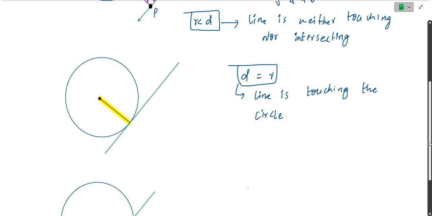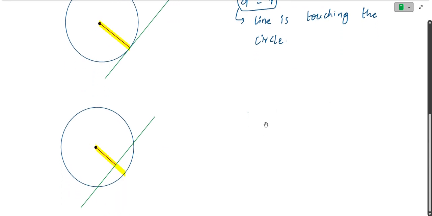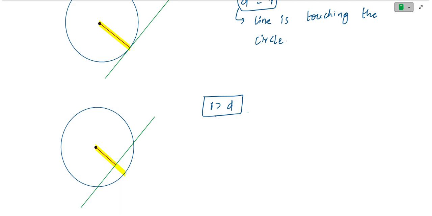Now we move this line further, so it will be intersecting. The thin line part, the distance between the center and the given line, is lesser than the radius of the circle, the highlighted part here. So the radius will be greater than the distance. If I get this condition, I can say that the line is intersecting the circle.